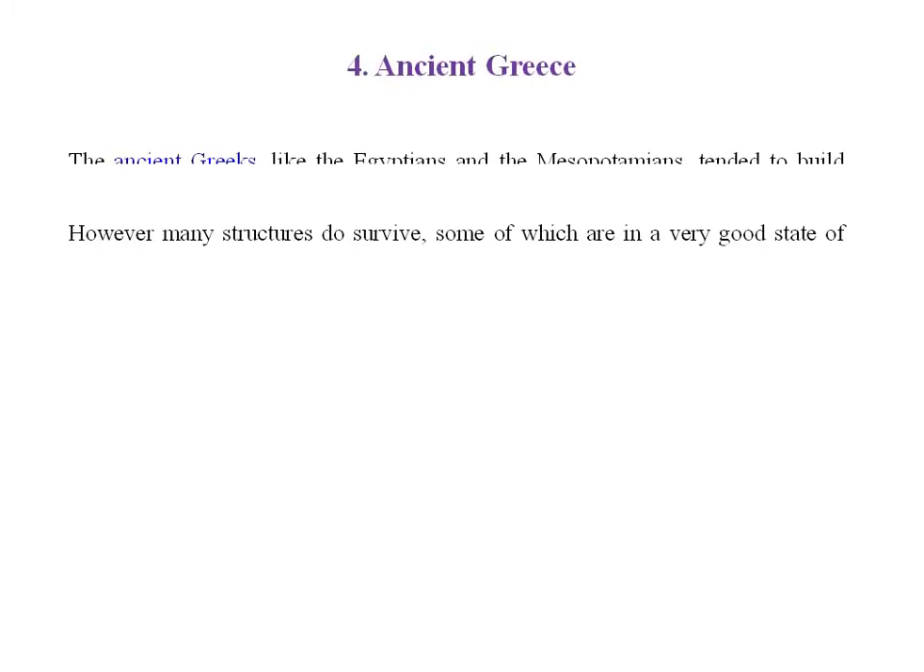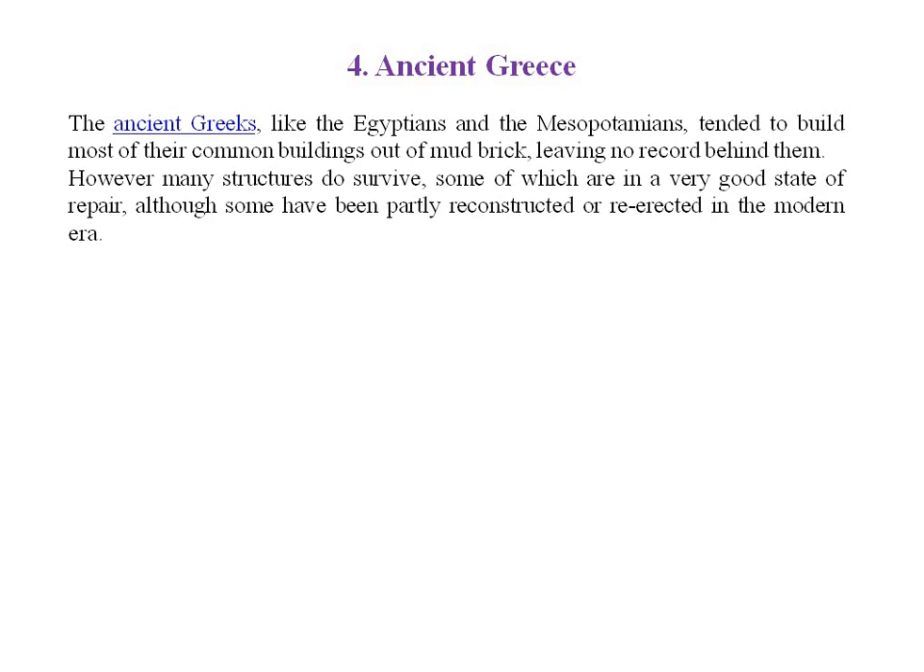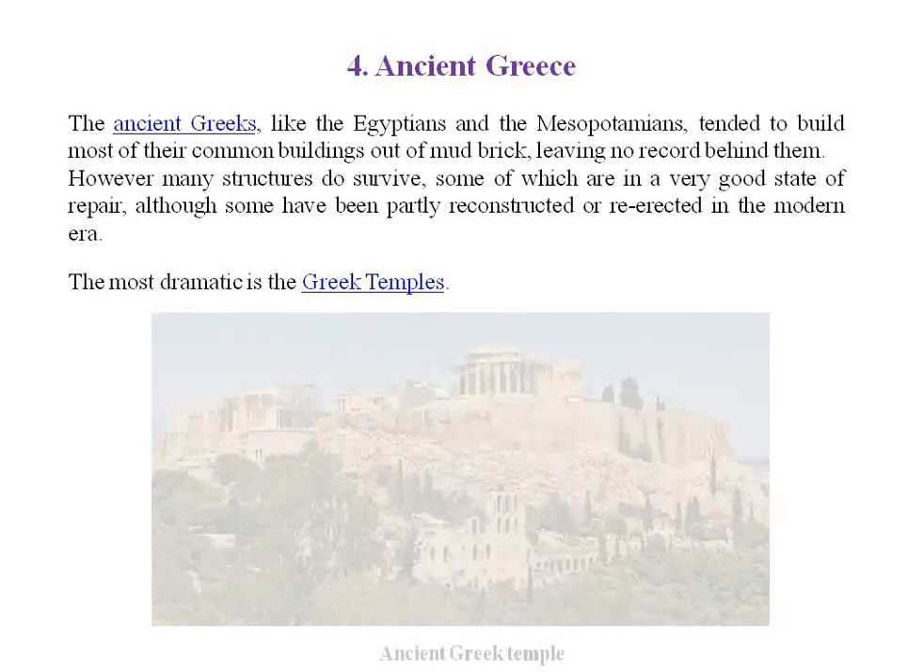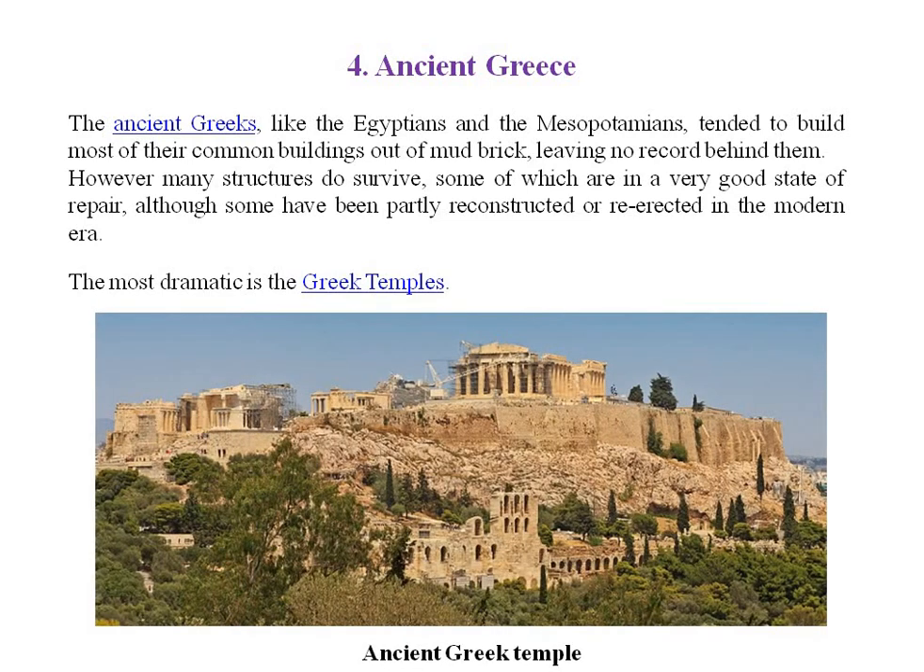Ancient Greece. The ancient Greeks, like the Egyptians and Mesopotamians, tended to build most of their common buildings out of mud brick, leaving no record behind them. However, many structures do survive, some of which are in a very good state of repair, although some have been partly reconstructed and re-erected in the modern era. The most dramatic are the Greek temples. See, these are the Greek temples, very big monuments.